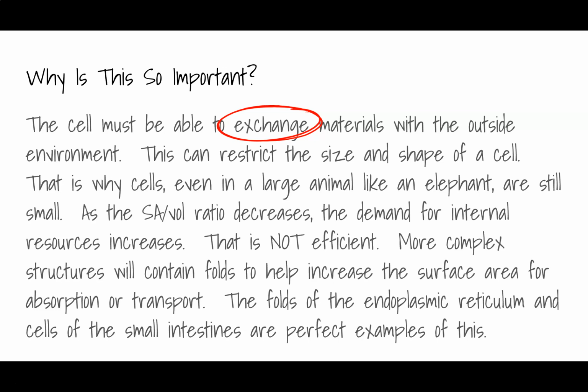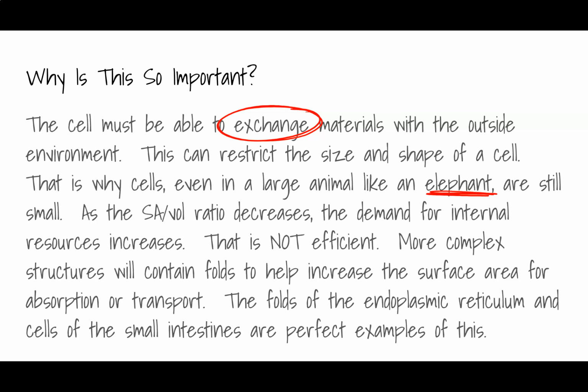So let's think about heat, for example. That is why cells, even in a large animal like an elephant, are small. An elephant itself is humongous. So an elephant, when you talk about heat, is going to take a very long time to lose heat from its body because it's humongous. But each cell that makes up an elephant is tiny. So although the elephant is humongous, the cells are small. And it's all about the efficiency of the cells.